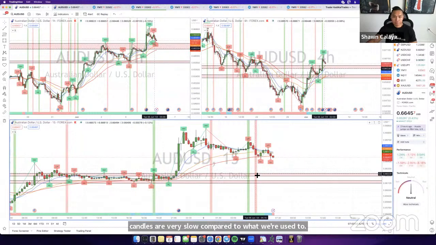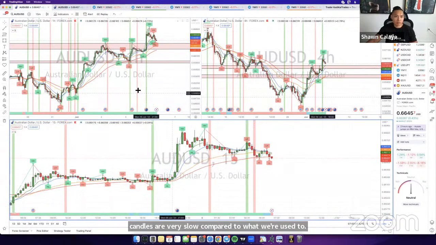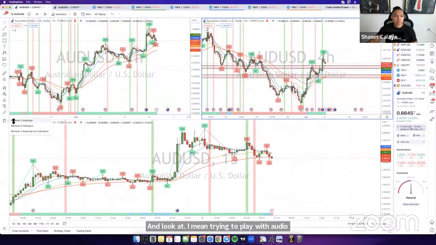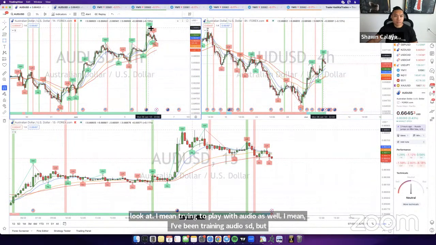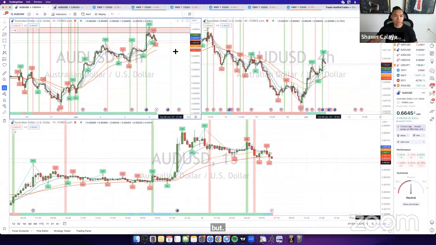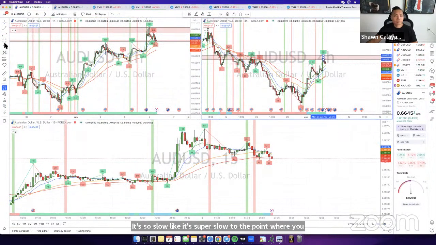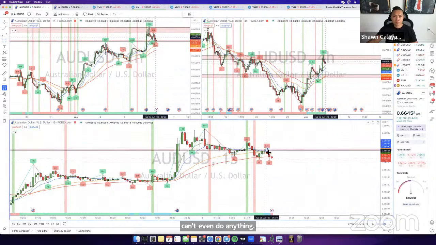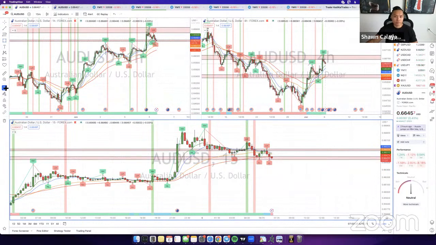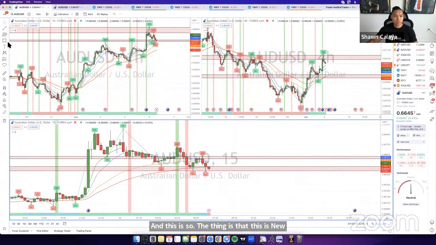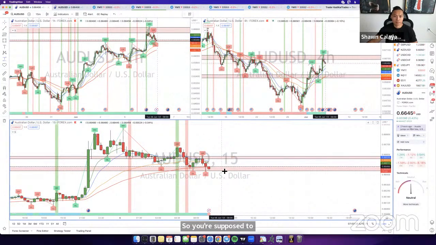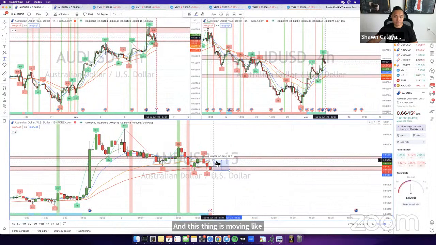And look at AUD USD. I've been trying to play with AUD USD for a while. I mean, I've been trading AUD USD, but it's so slow. It's super slow to the point where you can't even do anything. And the thing is, this is New York session, so you're expecting this to actually move. And this thing is moving like, man, it's moving like 10 pips, which is nothing. Super, super slow for Forex.